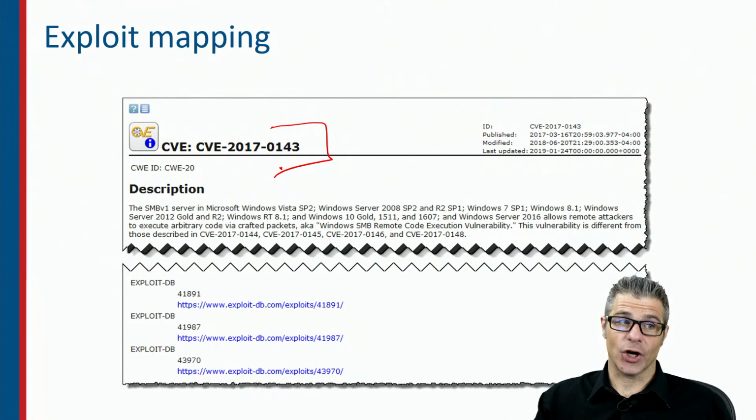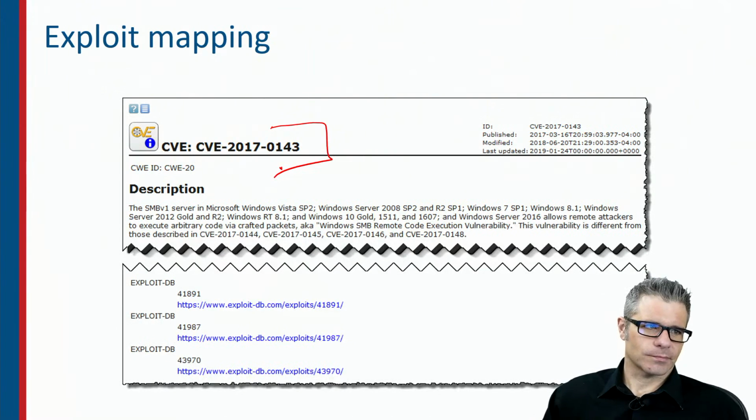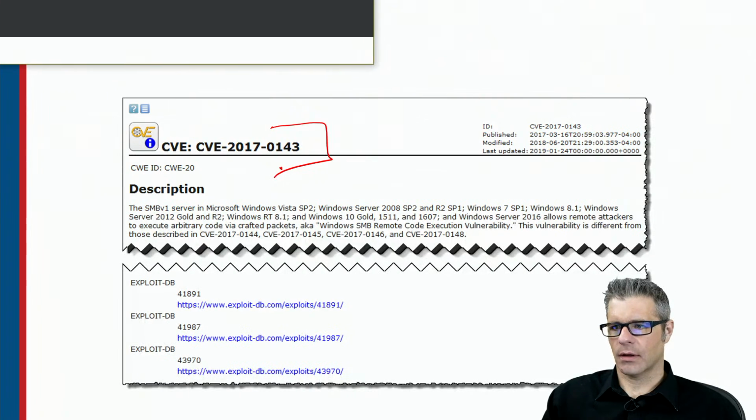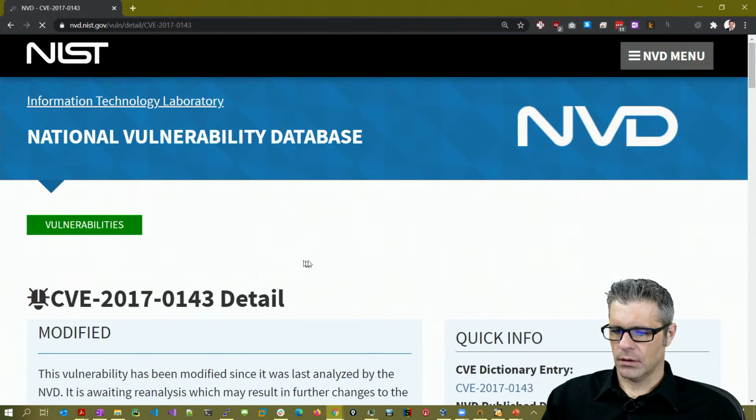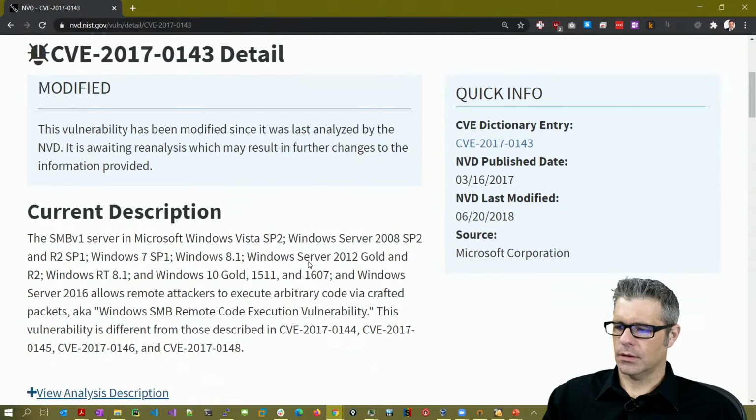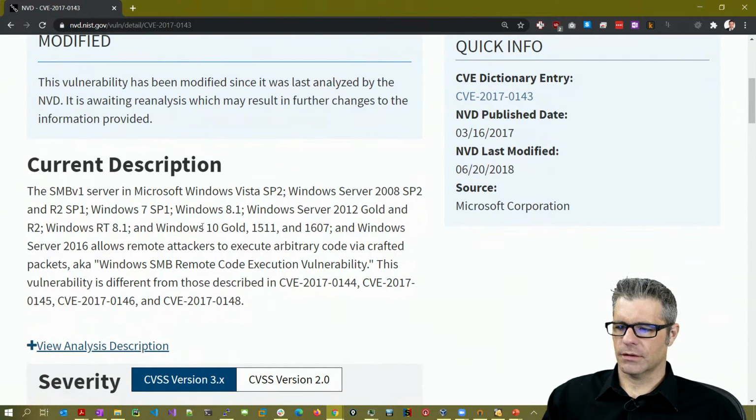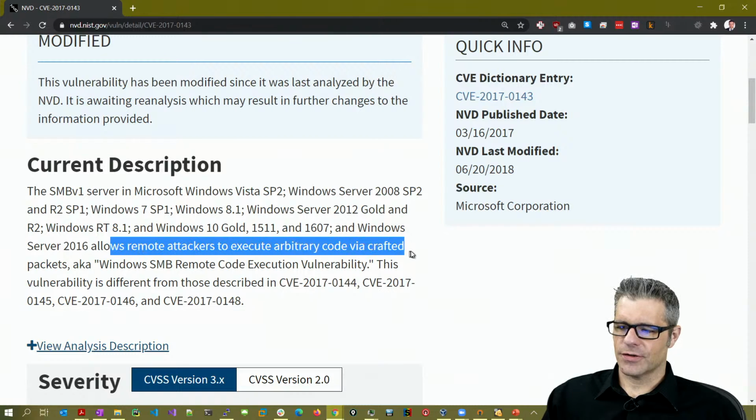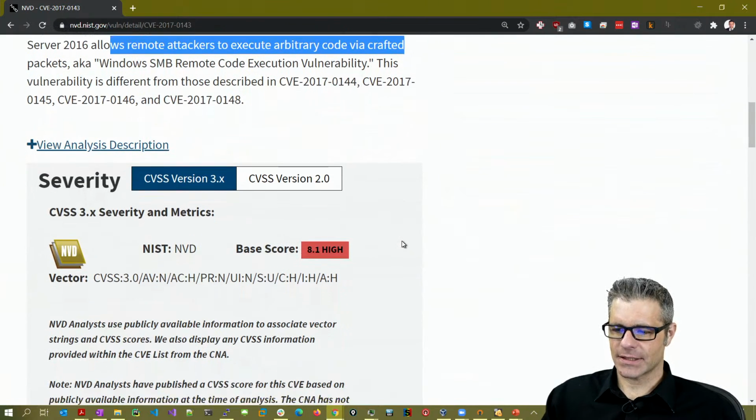2017 was a banner year for Microsoft, particularly CVEs. The actual NIST entry for that. For our friends at Microsoft. Anytime you see allows attackers to execute arbitrary code, that's a bad one.